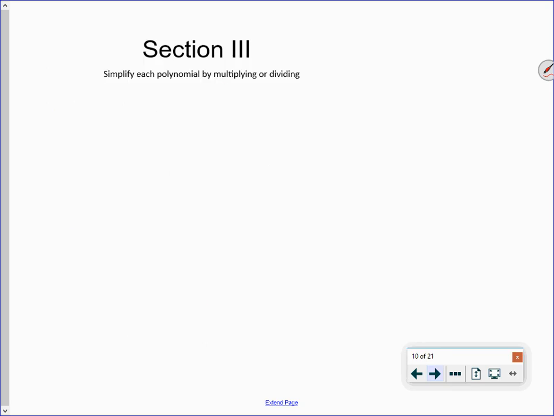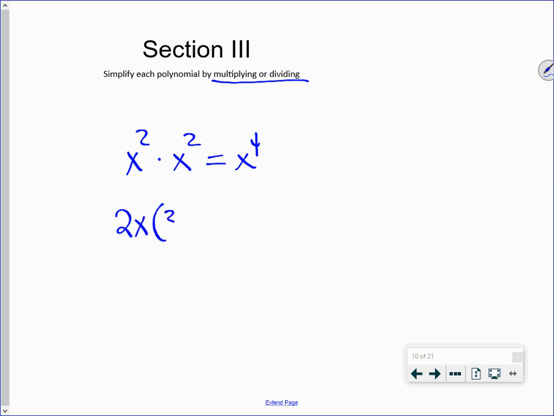All right, now we will be multiplying or dividing the polynomials. Now, remember when we multiply, as we learned before, if I multiply x squared times x squared, that's x to the 4th. If I did 2x times 3x, that's 6x squared.